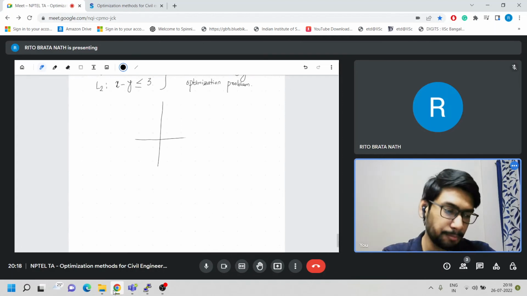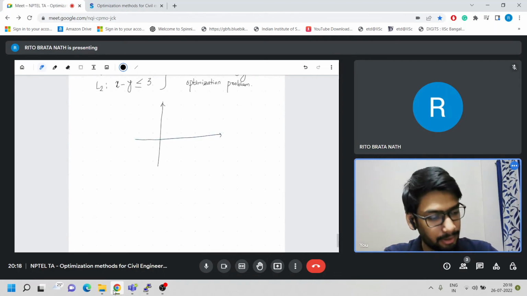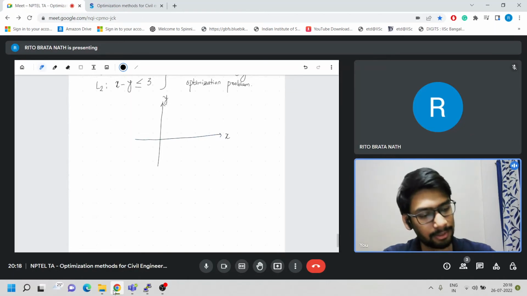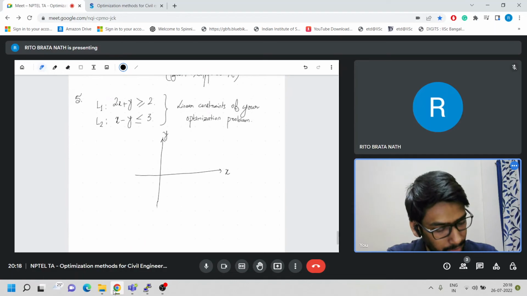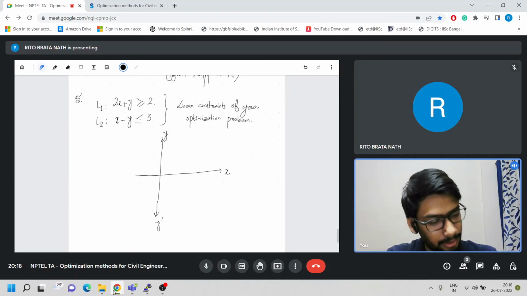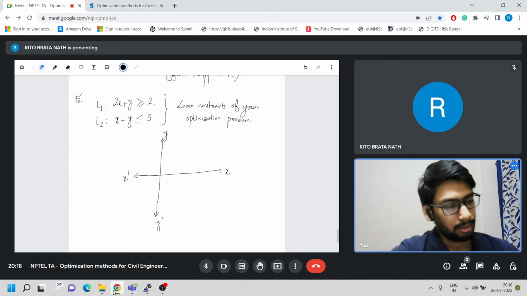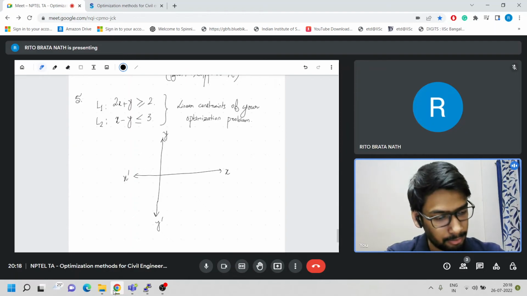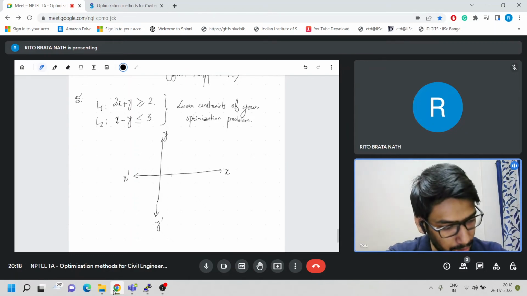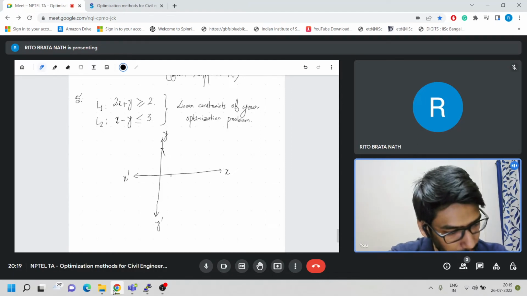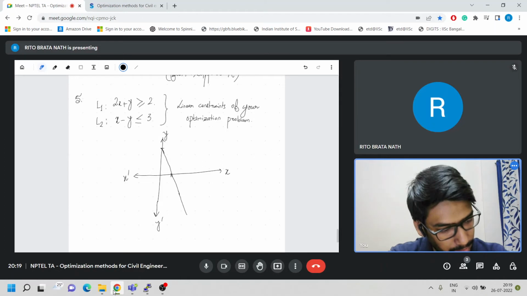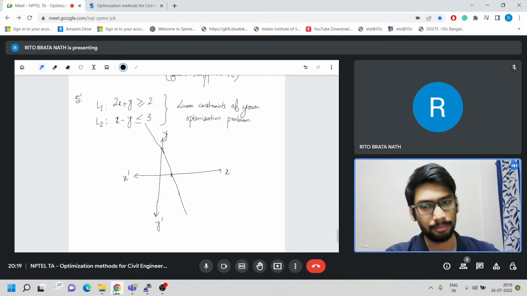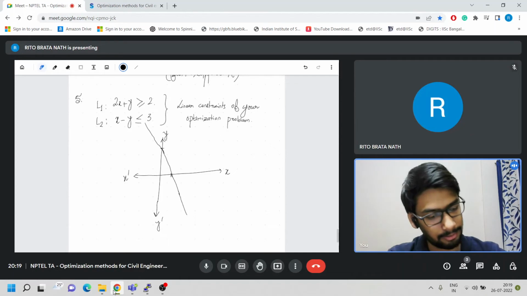Now, if you draw this figure, say this is your x-axis and this is your y-axis, with y prime here and x prime here. Now you have 2x plus y greater than or equal to 2. This line will pass through x equals 1 if you put y equals 0, and y equals 2 for the other intercept. Your line will be something like this. I need to extend it, so pardon me for my bad drawing. This is a straight line, and this is your line 1.